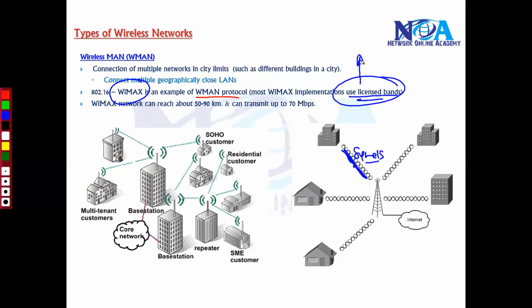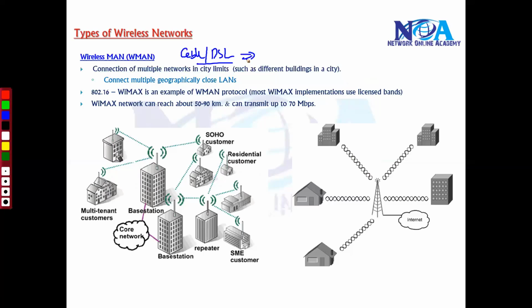Whereas if you're using the wireless LAN we use in our home network, that is unlicensed, meaning you don't need to purchase a license to use it. We'll talk more about licensed and unlicensed frequencies later. Now again, this can be an alternative to your cable or DSL broadband connections. So you can use it as an alternative to cable for providing broadband internet access within the city limits. That is one more option.